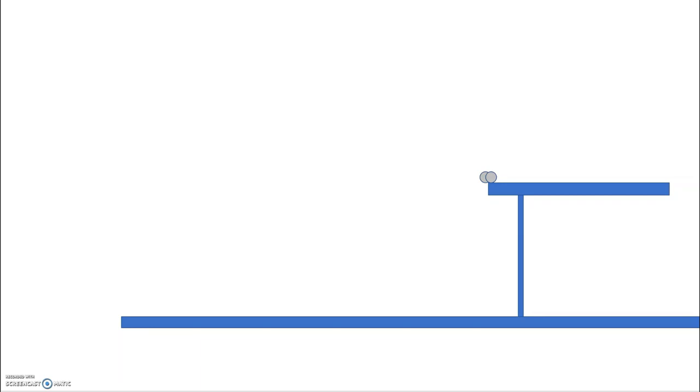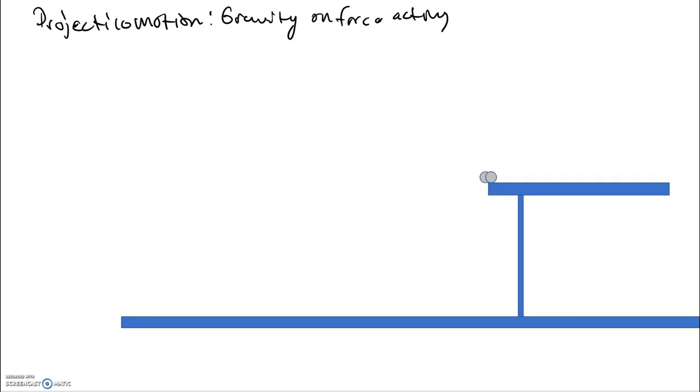So Module 3 deals with the idea of projectile motion. Projectile motion just happens when gravity is the only force acting on the object. And we haven't dealt with forces yet, but we have experienced this already. So we've dealt with falling objects in the last module.